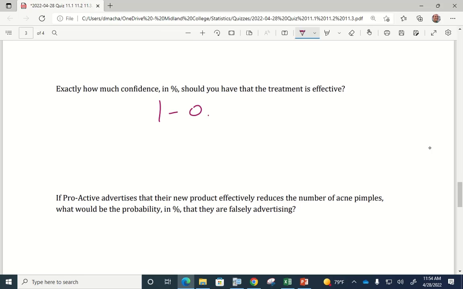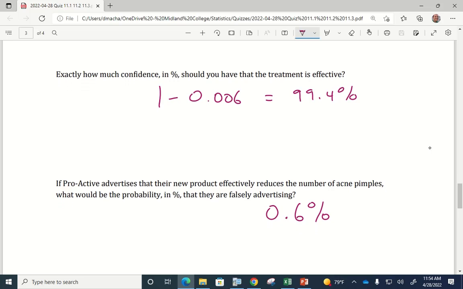And my confidence is going to be 1 minus my p-value. So my confidence is like 99.4%. And that means there's a 0.6% chance that you are actually falsely advertising, right, based on the survey results. So that's a pretty high degree of confidence.